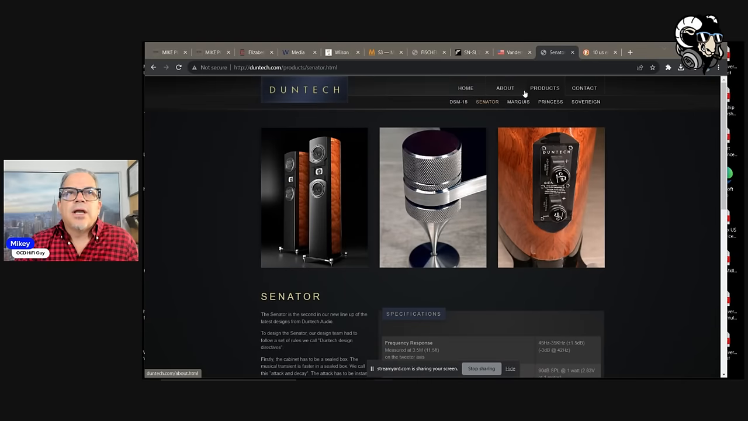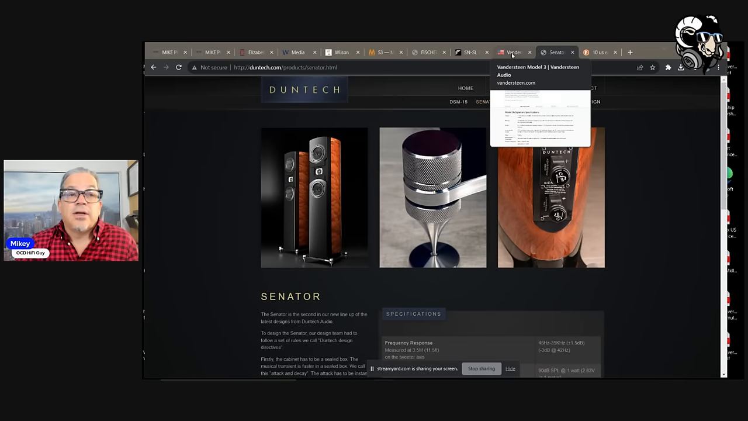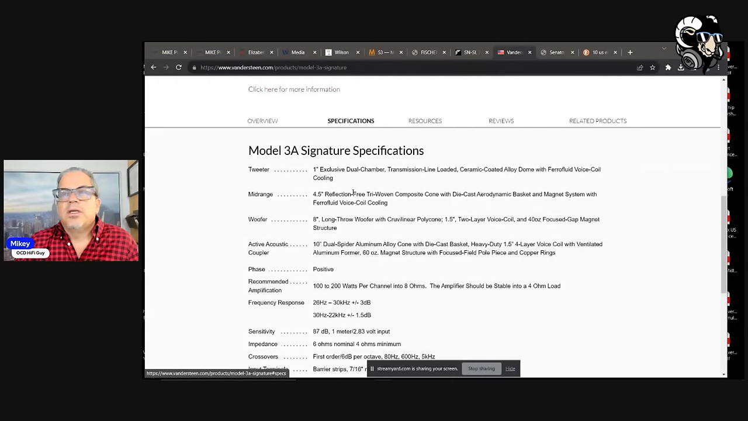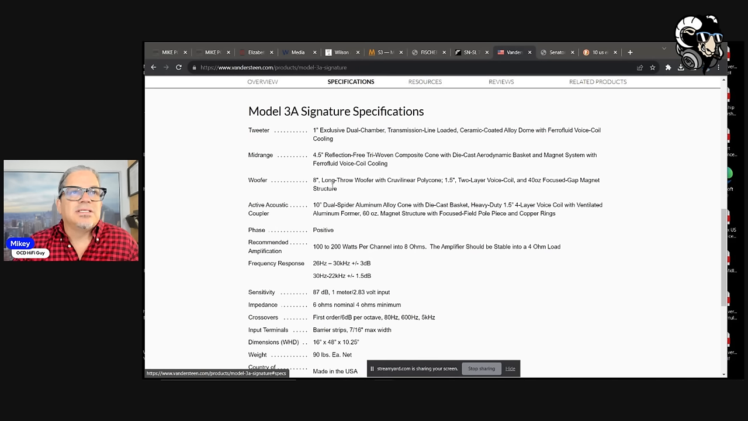Now, let's try another one. Another one that I know trips out on accuracy and phase coherence and all that is Vandersteen. So we go to Vandersteen and we pick the 3A Signature. Okay. So we go here and it tells us about the tweeter. It's an exclusive dual chamber transmission line loaded ceramic. Like, this goes into exactly what kind of tweeter it is, exactly what kind of midrange it is, exactly describing the Kruve linear polycone, 1.2 layer voice coil, 40 ounce focus gap magnet. Like, we're getting a total description.